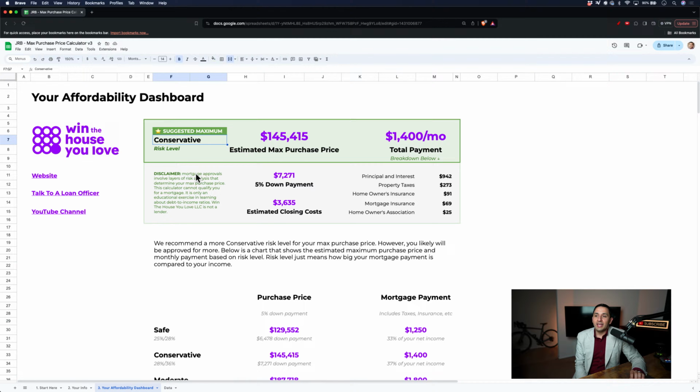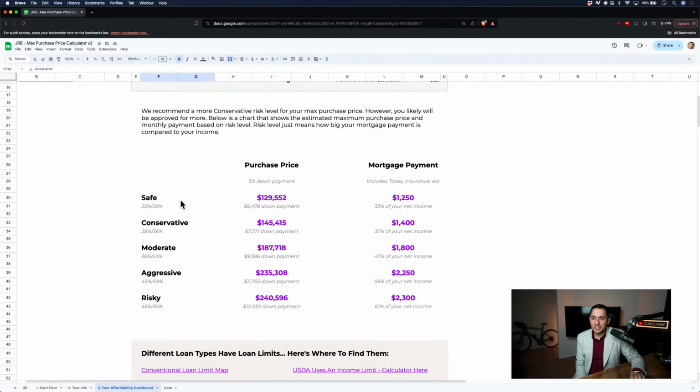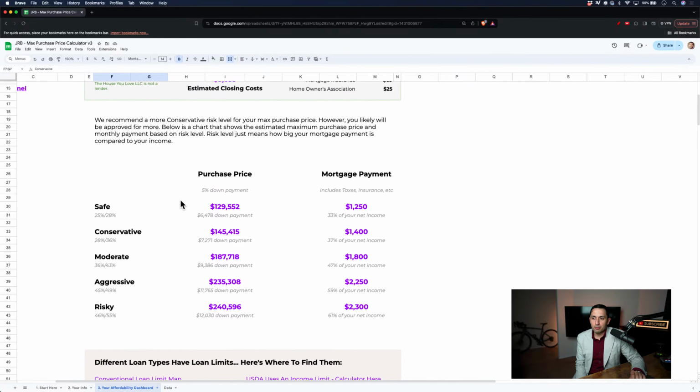This is based off of a conservative risk level. So there are different scenarios that get broken down here. You have a very ultra safe risk level. So this means the debt to the percentage of your net income that goes to your housing needs. So to be on the ultra safe side, you're looking at 33% of your net income going to a mortgage payment.